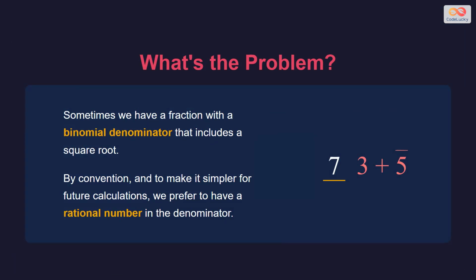So, what does it mean to have an irrational denominator? Imagine you have a fraction where the bottom part, the denominator, contains two terms, one of which is a square root. For example, 7 divided by 3 plus the square root of 5. In mathematics, it's a standard practice to change the expression so that the denominator is a whole number, or a rational number. This makes the expression tidier and often easier to use in more complex problems.